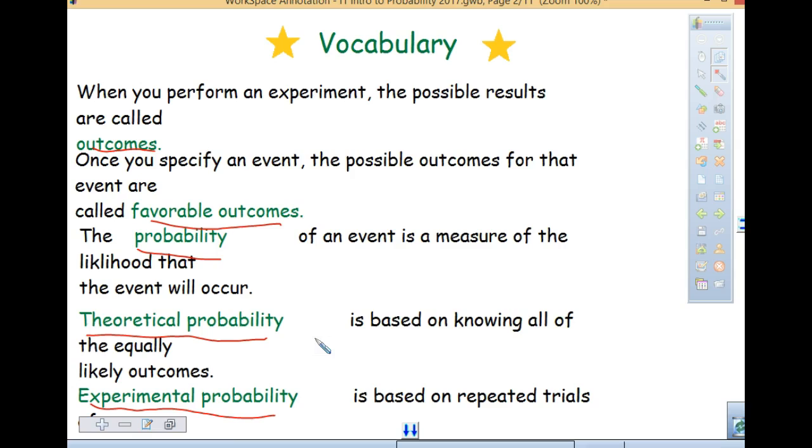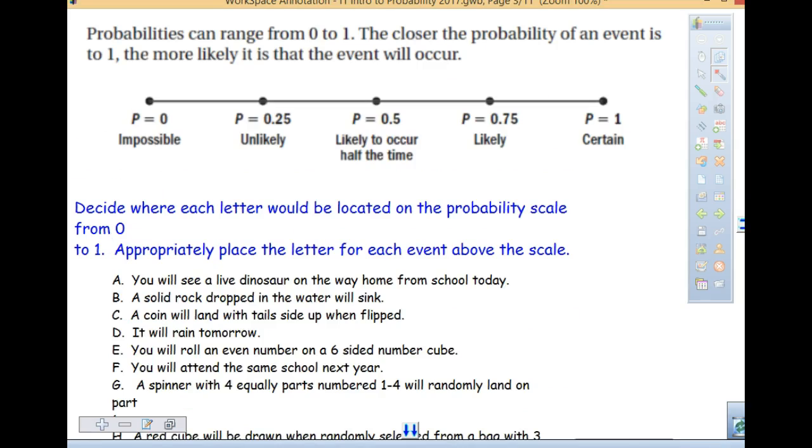Now, if we actually do the experiment and you take a coin and you flip it 10 times, that does not mean, again, we want to get through this if you want to get your test back. So when we actually perform the experiment and flip the coin 10 times, and 3 of the times heads come up, and 7 of the times tails come up, that's my experimental probability versus theoretical.